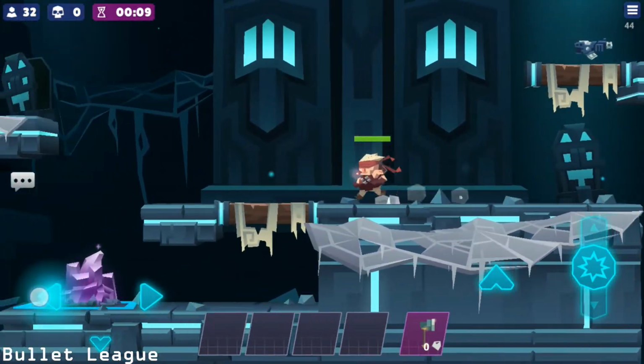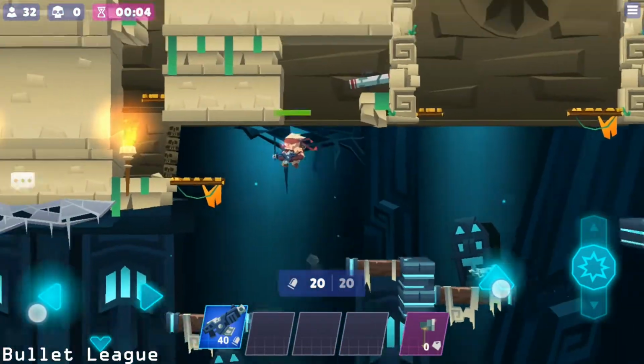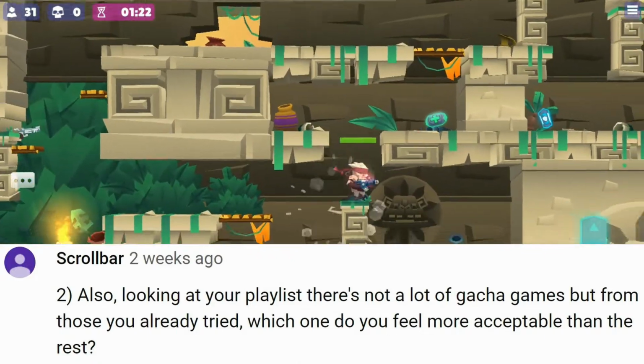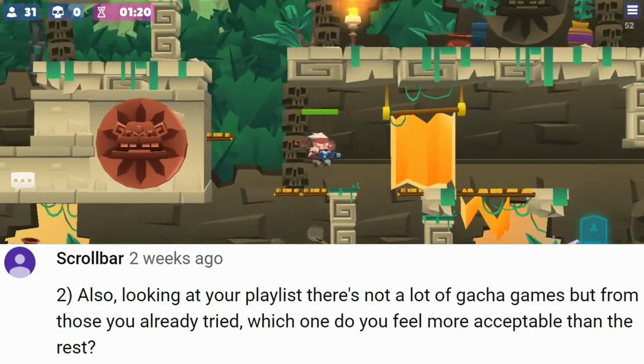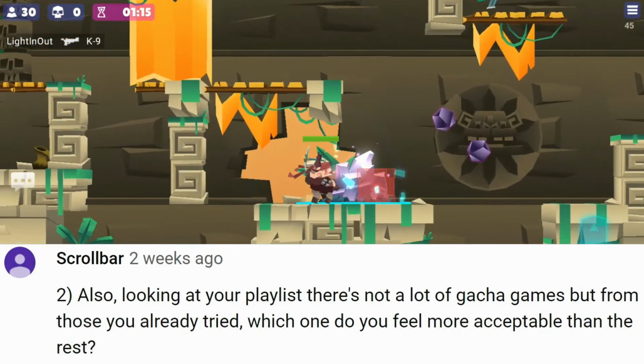Anyway, for the next question, actually for the last 2 questions, they are from Scrollbar again, and his questions are, looking at your playlist, there's not a lot of gacha games, but of those you have already tried, which one or which ones do you feel is most acceptable or more acceptable than the rest of them?